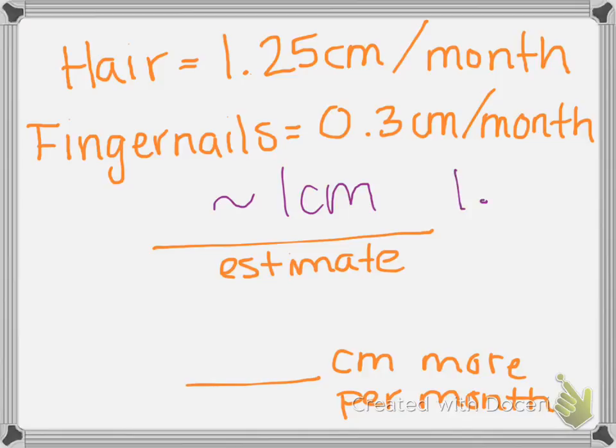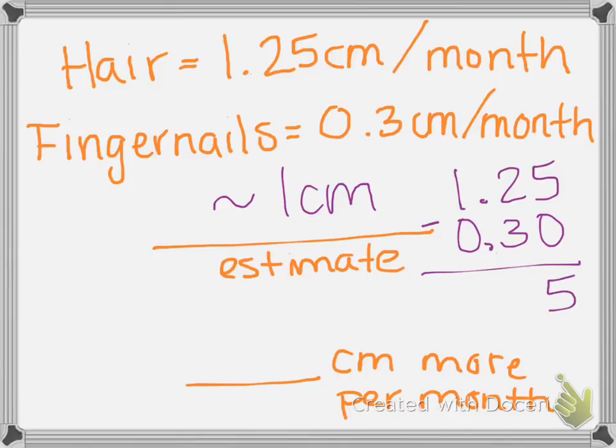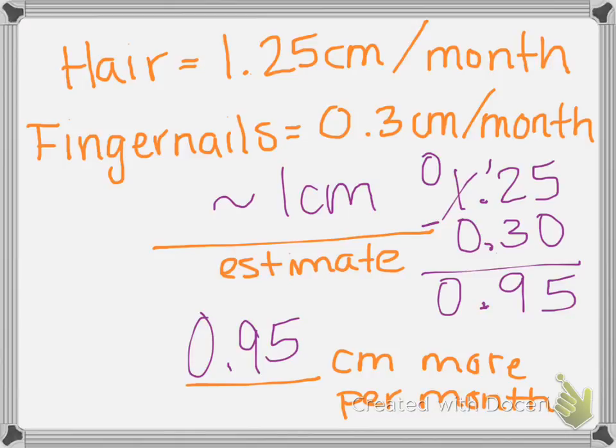So we have 1 and 25 hundredths minus 3/10. And again, the most important thing is just to line up your decimals. 5 minus 0 is 5. 2 minus 3 we can't do, so we have to borrow from the 1. Now we have 12 minus 3, which is 9. Move our decimal point down. Our answer is 95 hundredths of a centimeter more per month.